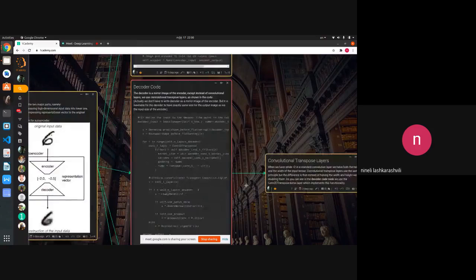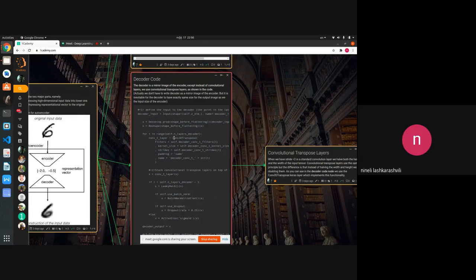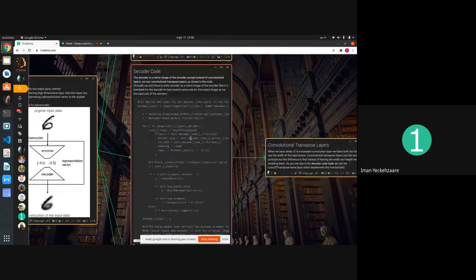In case of the decoder, as I already said, the decoder is a mirror image of the encoder. And here, instead of convolutional layers, we use convolutional transpose layers, as shown in the code here. Actually, it is not necessary for the decoder to be an exact mirror image of the encoder, but it is inevitable for the decoder to have exactly the same size for the output image as the input size of the encoder. You just completely answered my question. Thank you.